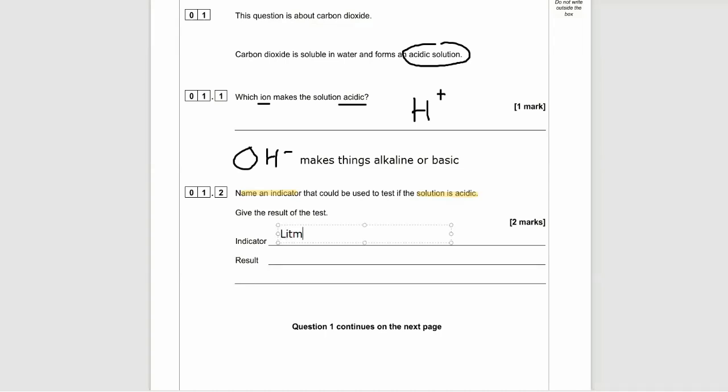Now name an indicator that can be used to test if a solution is acidic. Notice I used the highlighter, very important in your exams to highlight parts of the question. Well, we could use litmus paper, pH paper, or universal indicator. So just pick any one of those, and they all go red in color.